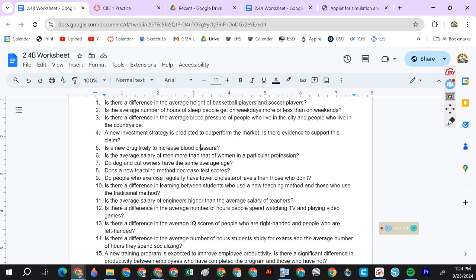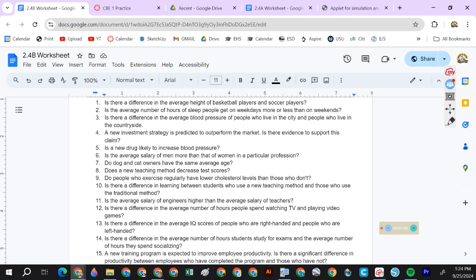2, is the average number of hours of sleep people get on weekends more or less than on weekdays? Two-tailed. Why? It says more or less, so it could be bigger or smaller. That one's a two-tail. That was a tricky one.